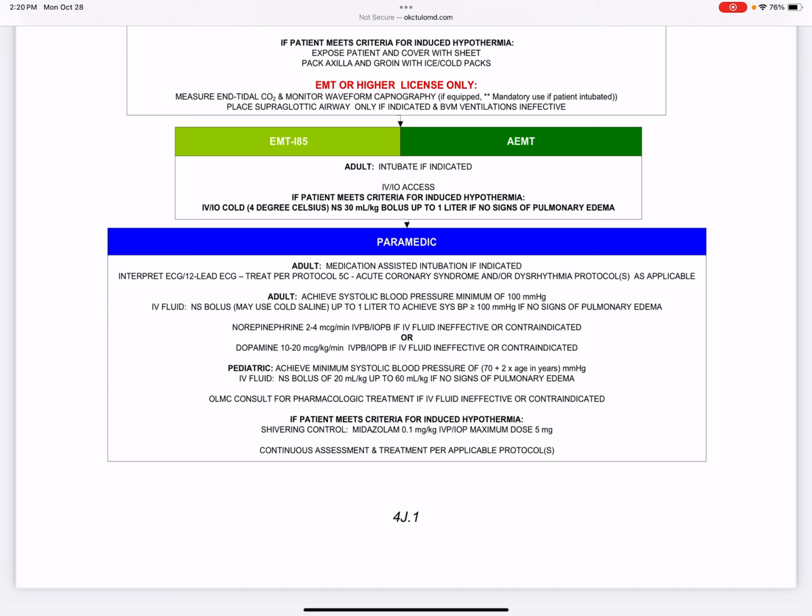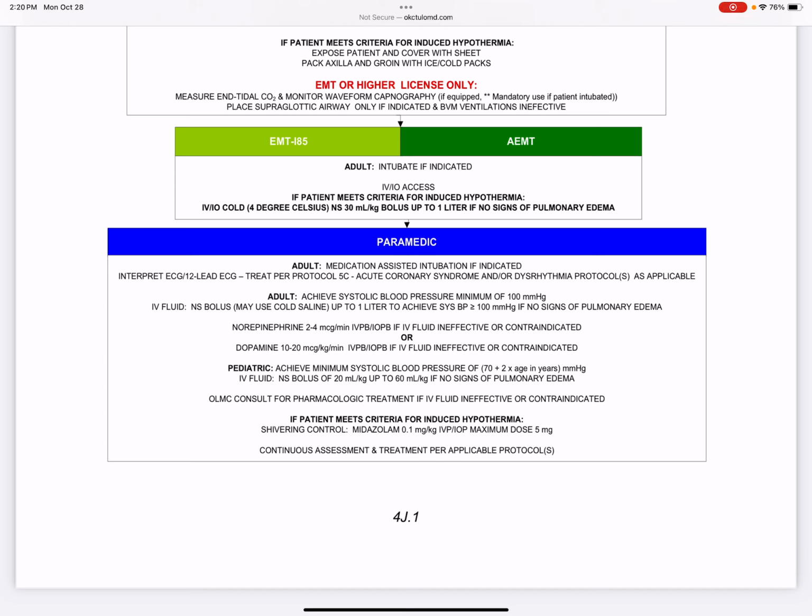Your Levophed dose is 2 to 4 micrograms per minute, IV push or IO push, and it's a bolus push. If for whatever reason we have a shortage on Levophed and we can't use it, we can use dopamine, and dopamine is 10 to 20 micrograms per kilogram per minute.